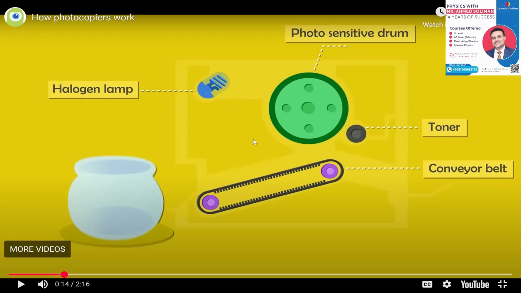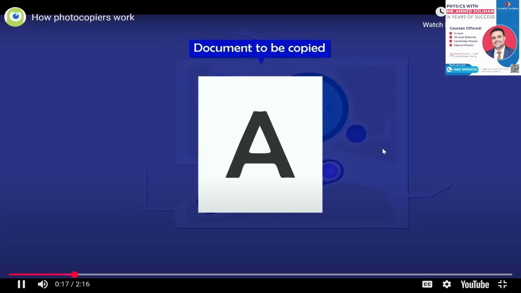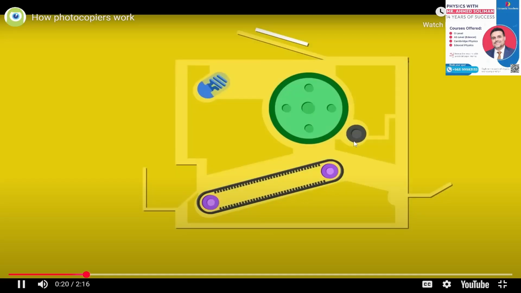Okay, so now how it works. When you place the document you want to copy, what is the first step? Place it upside down on the glass and press the start button. An intense beam of light scans across the document. Now this lamp will emit the light. The light will be reflected to the drum.